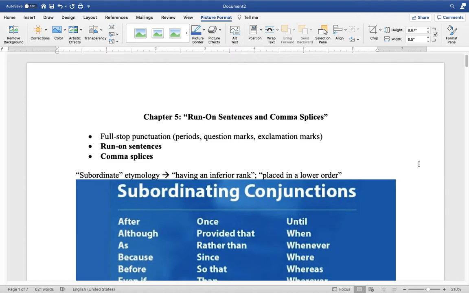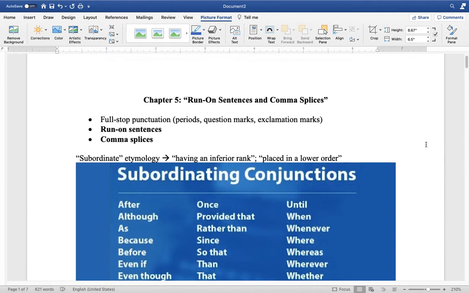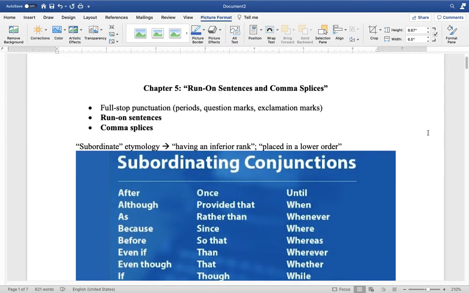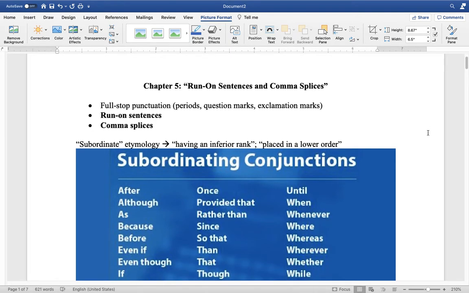Now we're going to be talking about run-on sentences and comma splices because how we use commas and semicolons has to do with run-on sentences and comma splices. So if you've ever been told you have a run-on sentence or a comma splice, this will hopefully give you some clarity in terms of what those are. So again, the bullet points are basically the major things I think this chapter talks about.